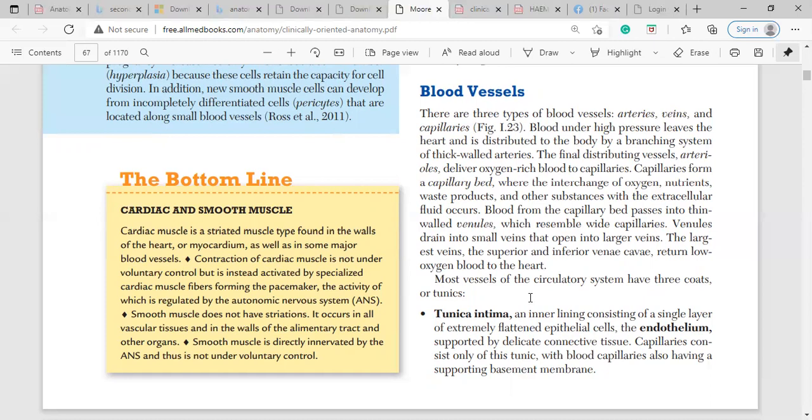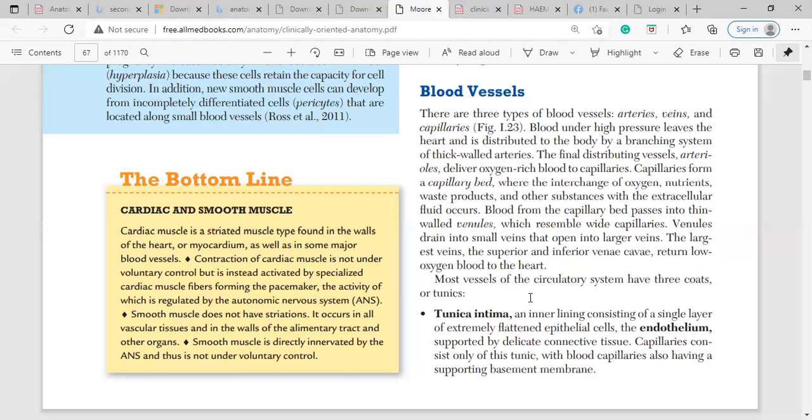Okay? So the two main blood vessels that carry blood away from the heart are the pulmonary artery and the aorta. You can write that down somewhere in your notebook. The two main arteries that carry blood away from the heart are the pulmonary artery and the aorta.